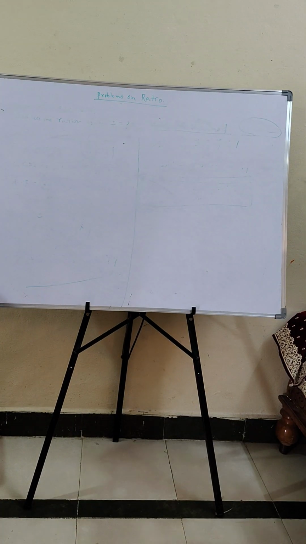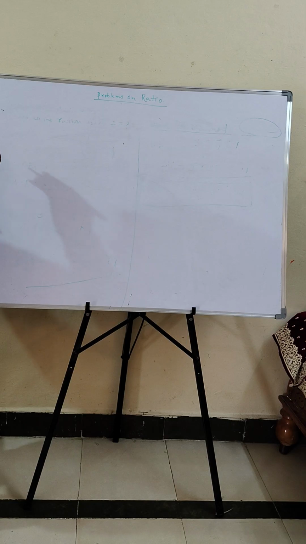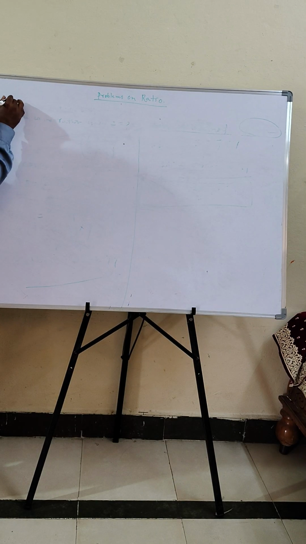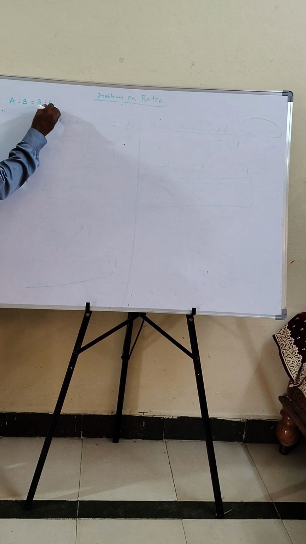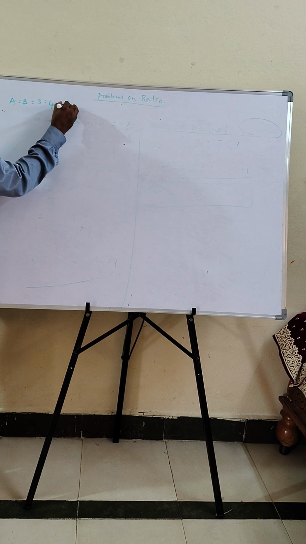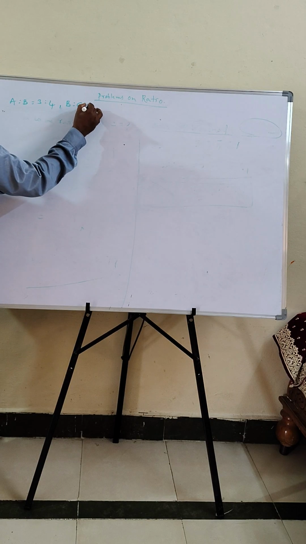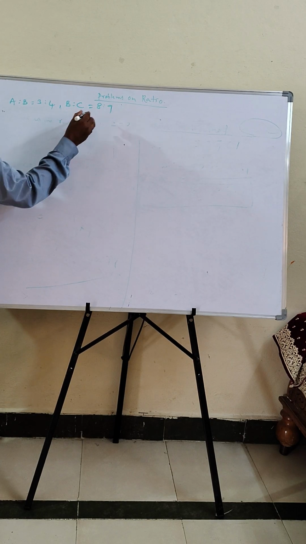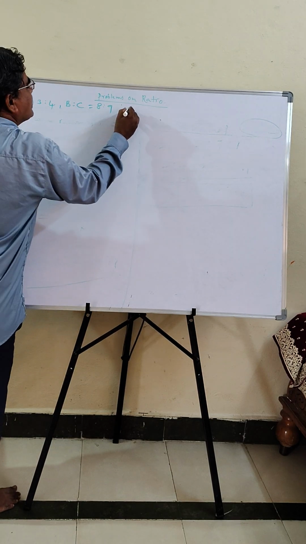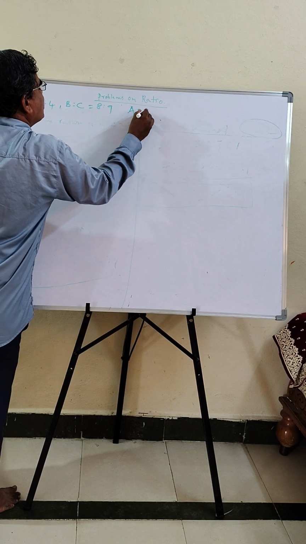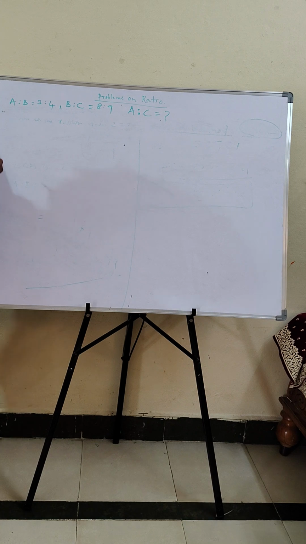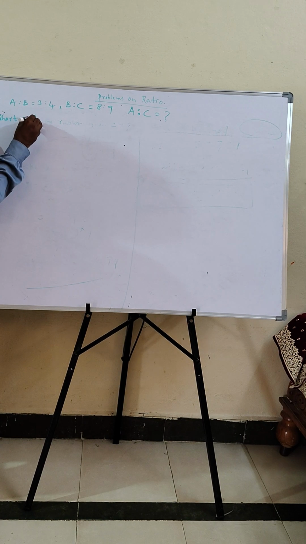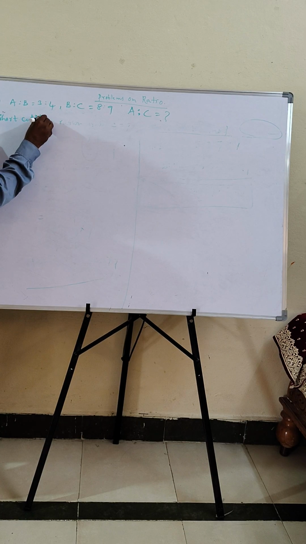Then we have to take another problem. A is to B equal 3 is to 4. B is to C equal to 8 is to 9. What is the ratio of A is to C? Same method, the shortcut method.